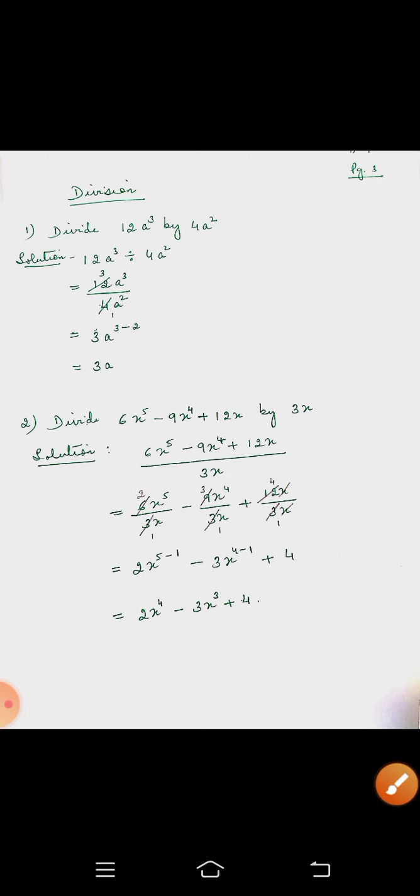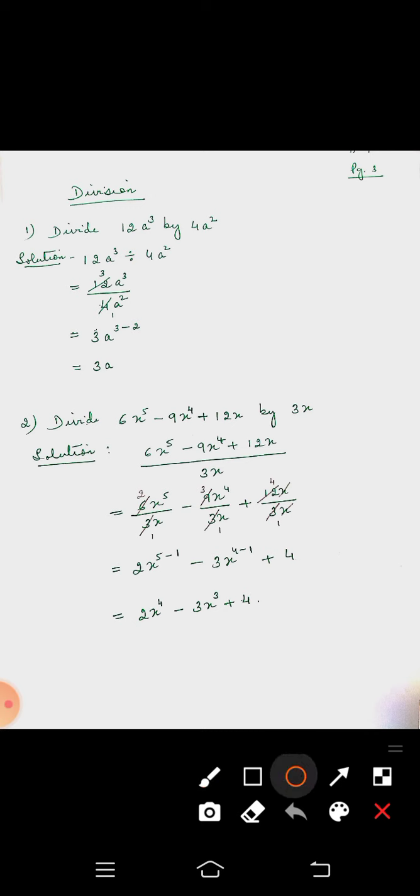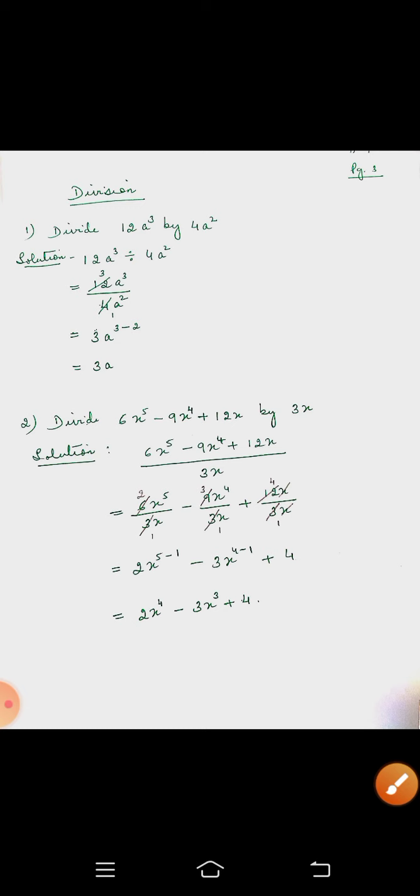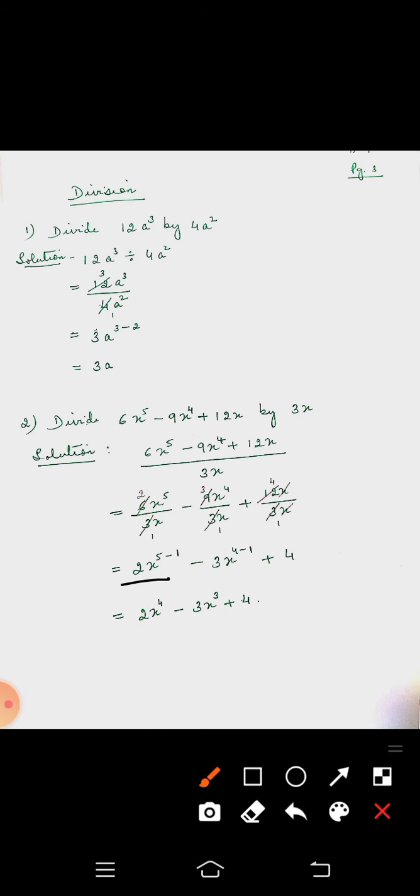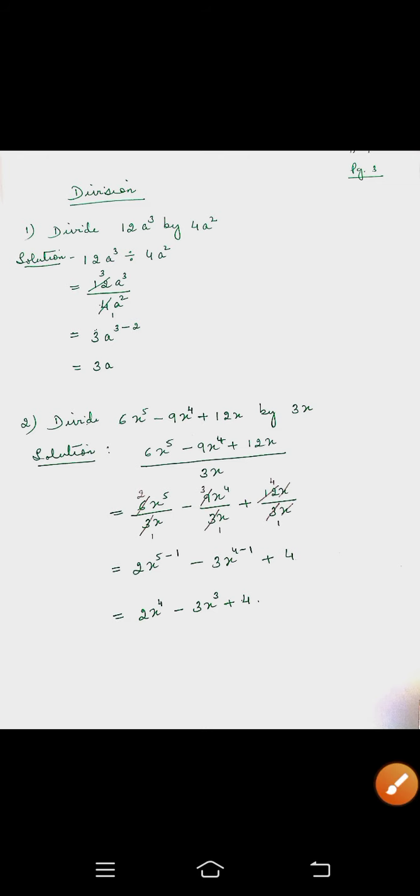Alright, after you have written them down separately, all the terms divided by the divisor, you need to cancel them. Now in this set you see how it is cancelled. 3 ones are 3 and 3 twos are 6, so the number that remains is 2x to the power 5, and this x has only one power, therefore minus 1.